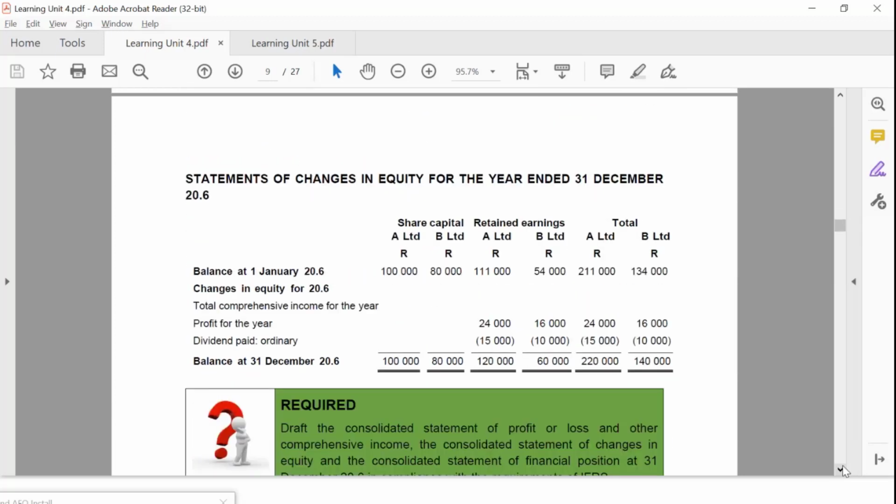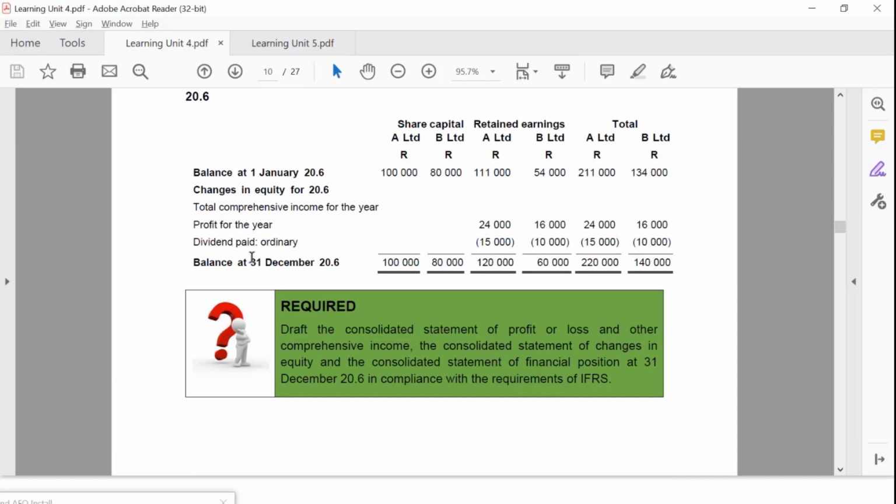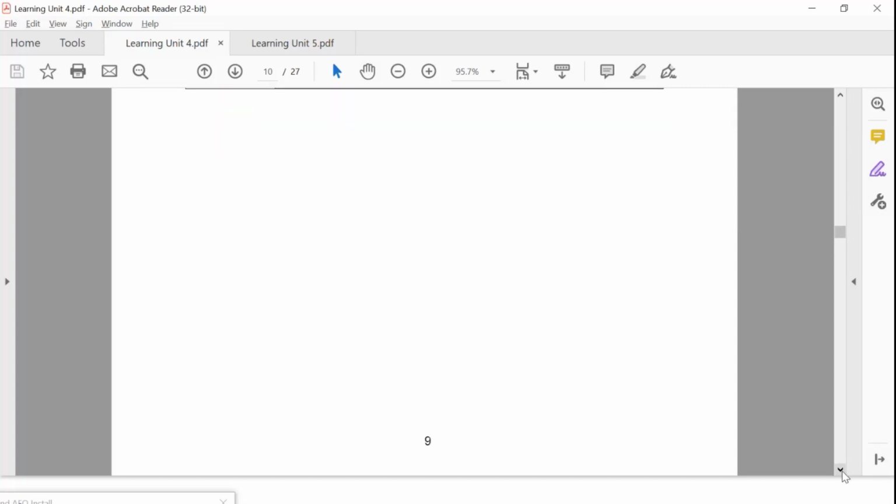And then the dividends. Dividend paid, I look at the statement of changes in equity. It was 10,000. So always in the analysis, it's always about the figures of the subsidiary. It doesn't touch the parent. Whatever you do in the analysis is the amount for the subsidiary that goes into the analysis.